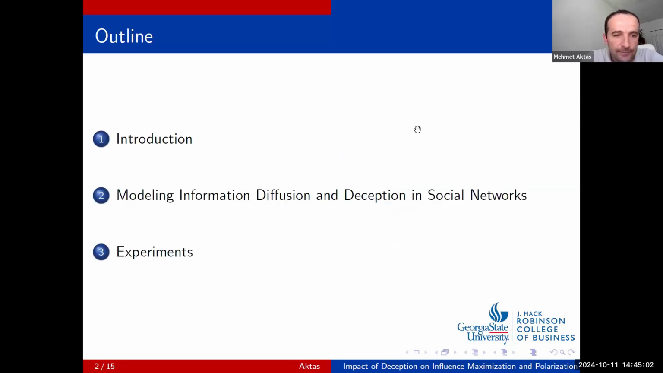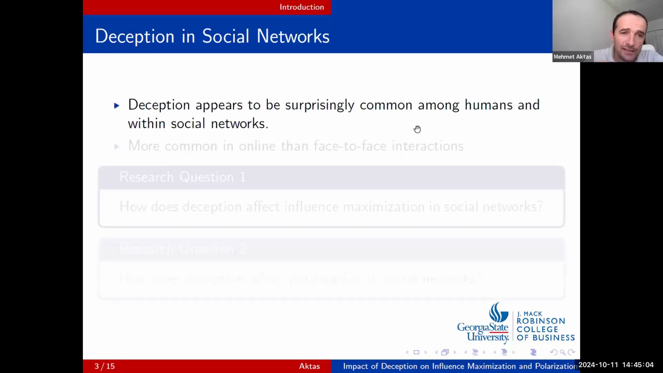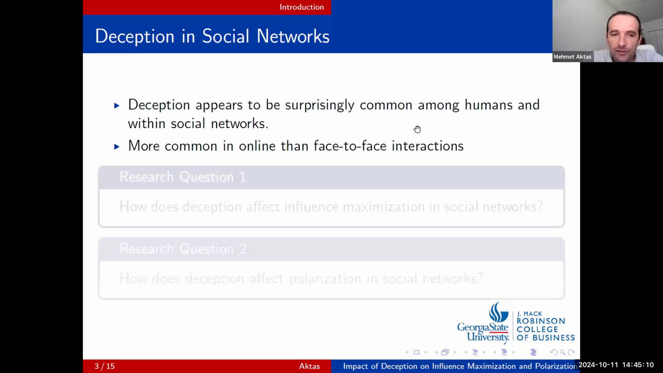This is my rough outline. As I said, deception appears to be surprisingly common among humans within social networks. And as I said again, this is more common online than in face-to-face interactions. When I saw the statistics, it was actually amazing. On average, I think people tell 8 lies a day, but when it comes to online social networks, it becomes more than that.